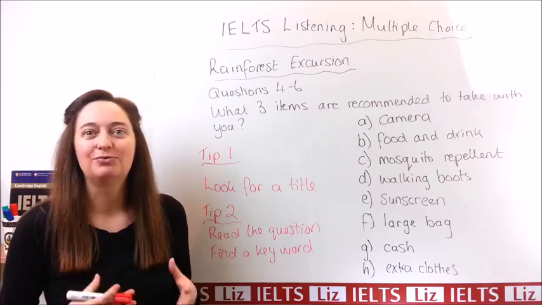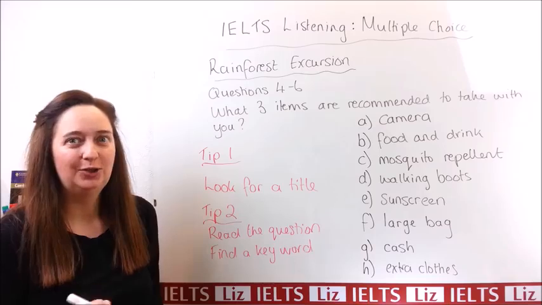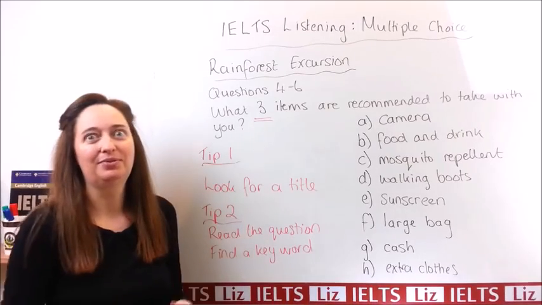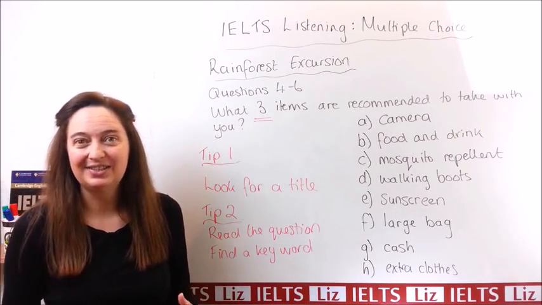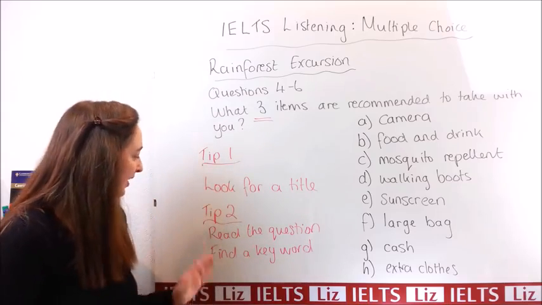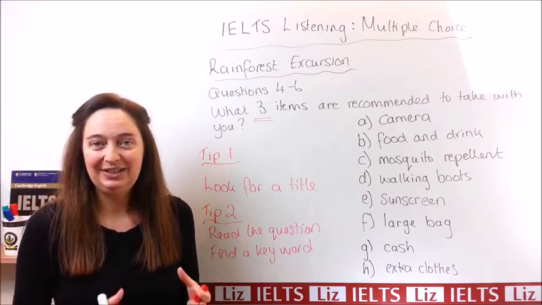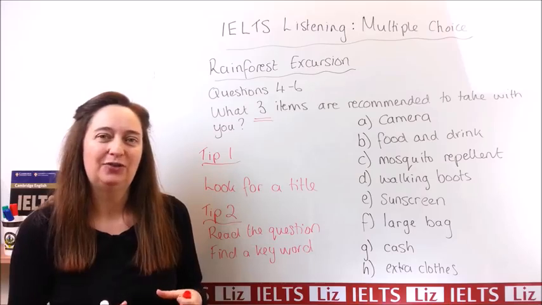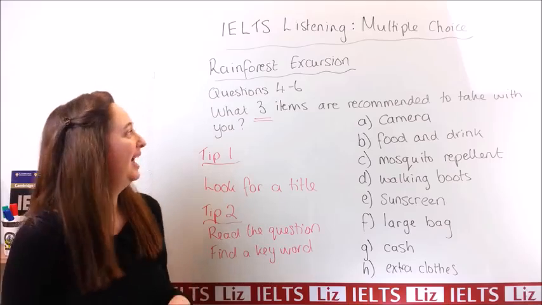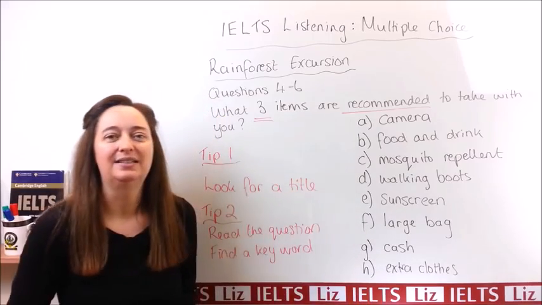Tip number 2, read the question. You need to pay close attention to the question. And the first thing we're going to do is underline the number 3 because we're looking for 3 answers. We don't want to forget that. So underline it so you don't get confused. The next thing is to find a keyword. There will be a keyword in the question that will help you to identify which answers are correct and which answers are wrong. And in this question, the keyword is recommended.